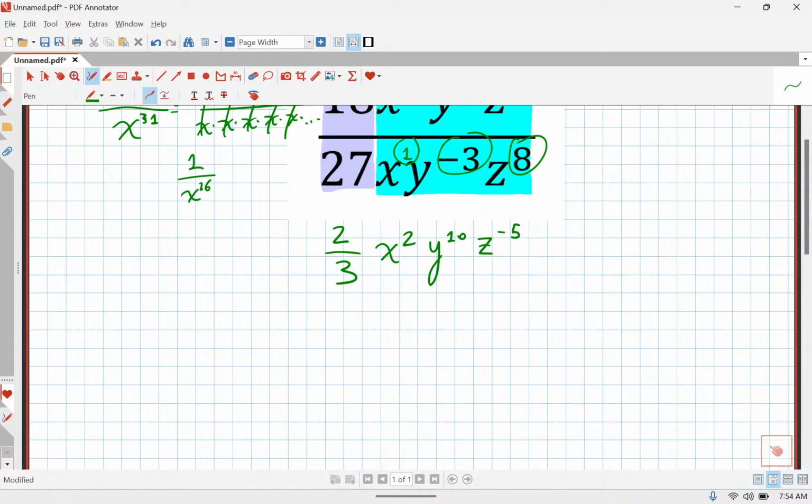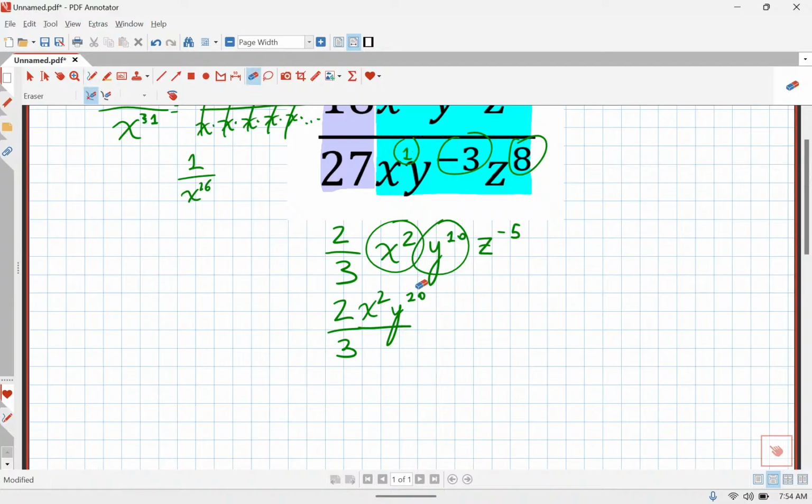if you guys remember, we had to put everything with a positive exponent in the numerator and everything with a negative exponent in the denominator. So does this x belong upstairs or downstairs? Upstairs. How about the y? Upstairs. How about the z? That's right. I wrote 20 instead of 10. There you go. And then that would be z to the positive 5th.